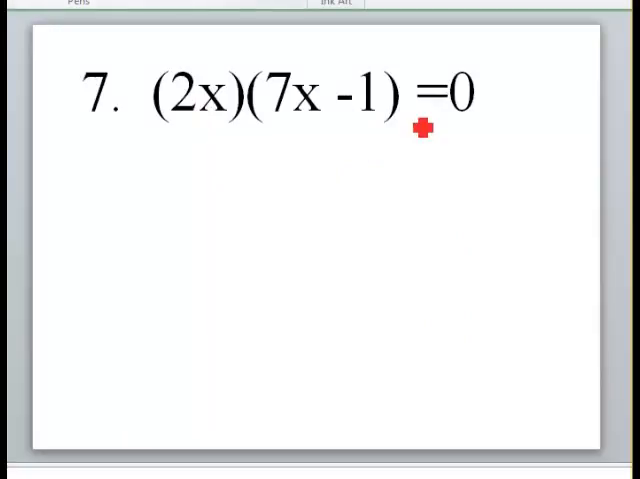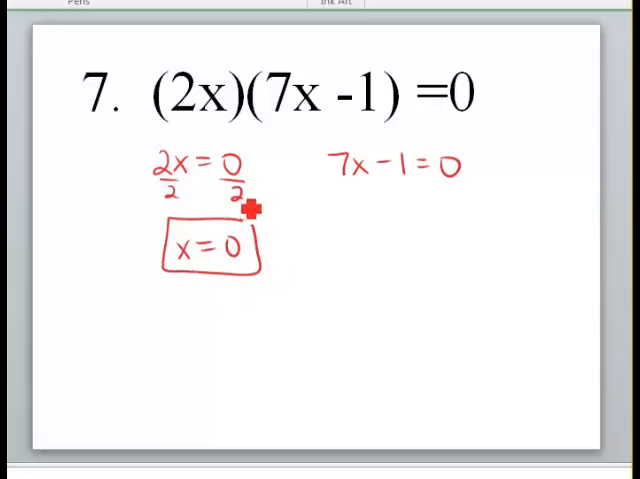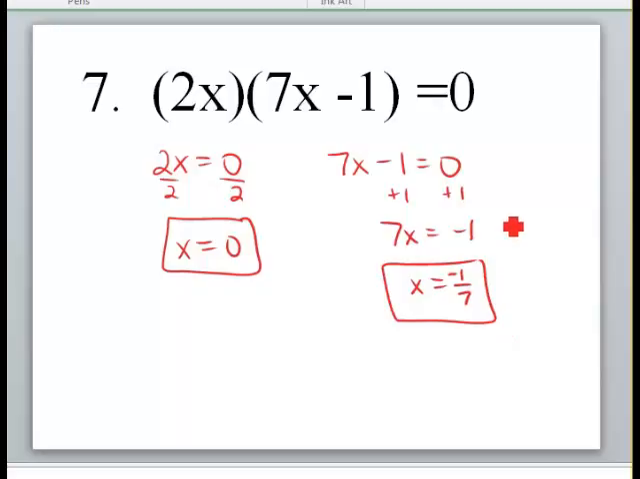This next example looks a little different. I've got two sets of parentheses. It's just this first one says 2x equals 0, and the second one says 7x minus 1 equals 0. Well, when you divide by 2 on both sides, you just get x is 0, so x equals 0 is one of my solutions. On the second part, I'll add 1 to both sides, and I'll divide by 7, and I get 1/7 as my second solution.